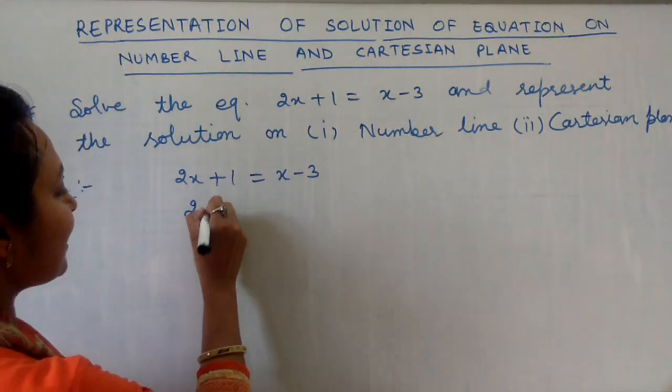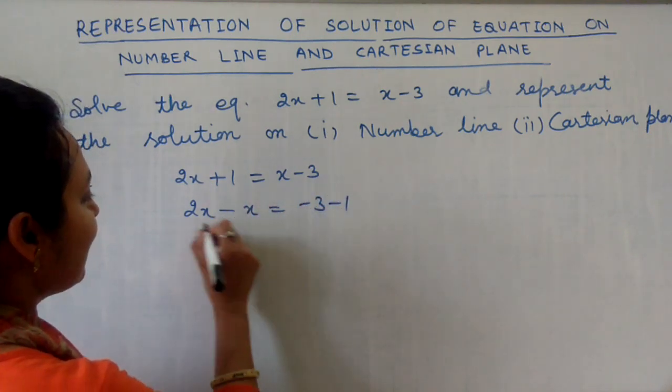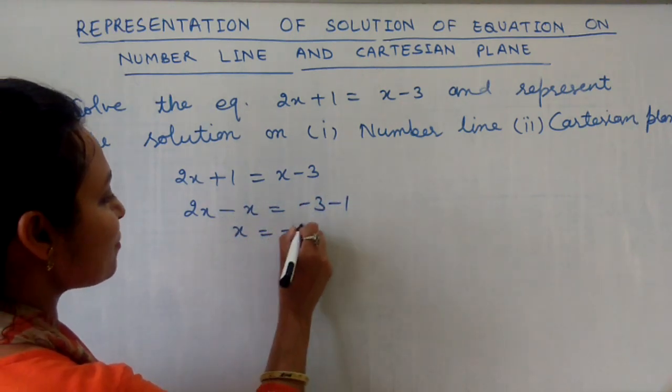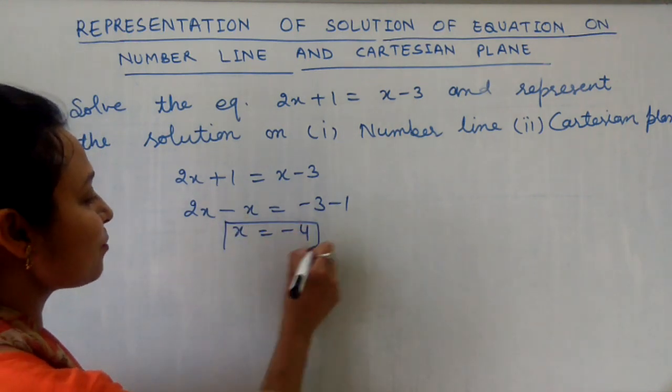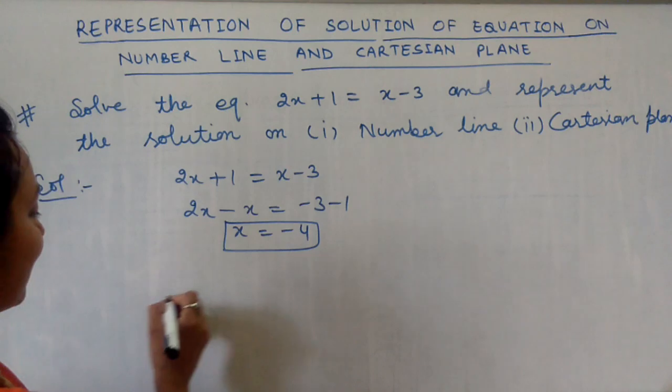Okay, 2x comes to the left hand side and becomes negative, and minus 3 becomes minus 1... 2x minus x, that is x, is equal to minus 4. That is x is equal to minus 4. We have to represent this on the number line as well as on the Cartesian plane.